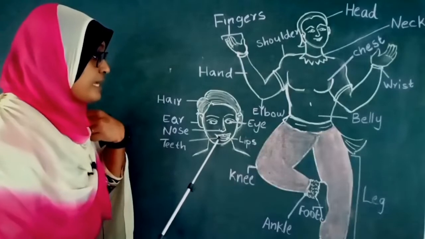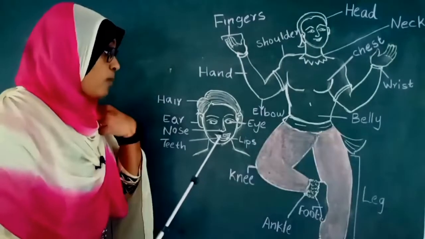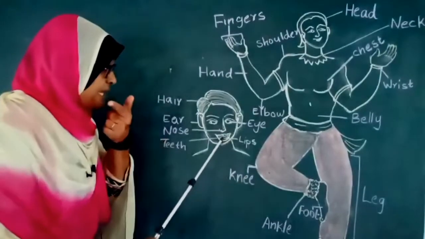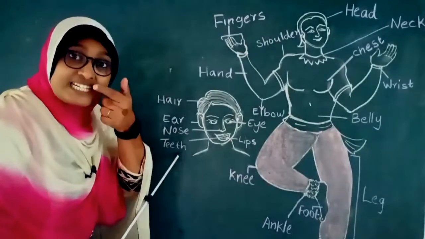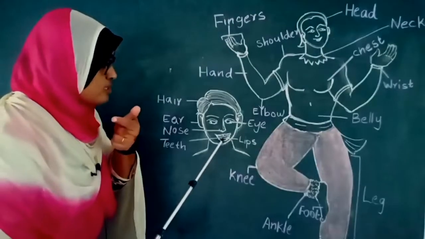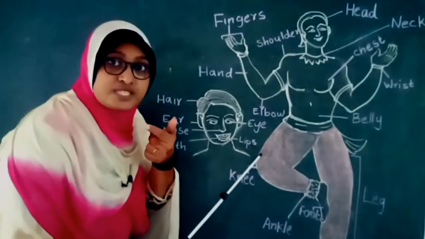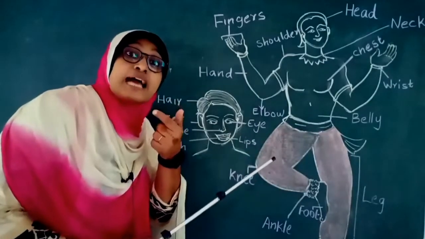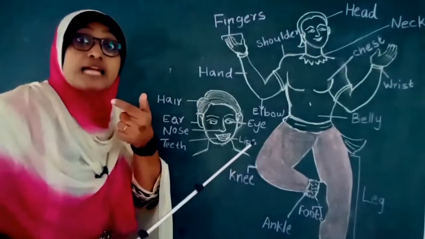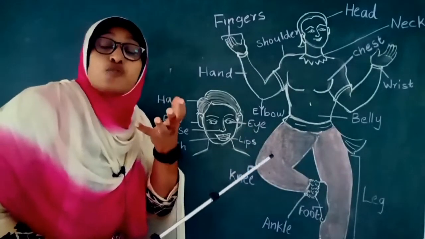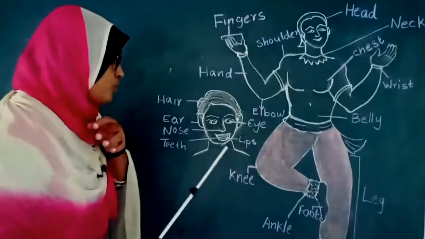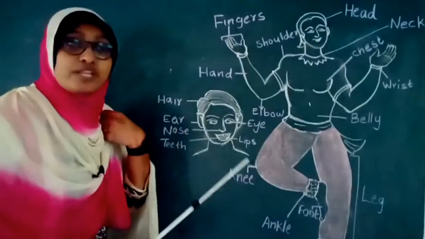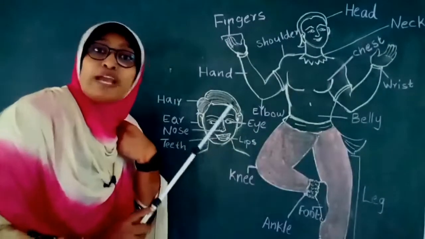And this is his mouth. Here we can see his teeth. And also we can see his lips. Inside his mouth he has a tongue. We taste food with our tongue. So we can see teeth and lips. So students, this is his face.